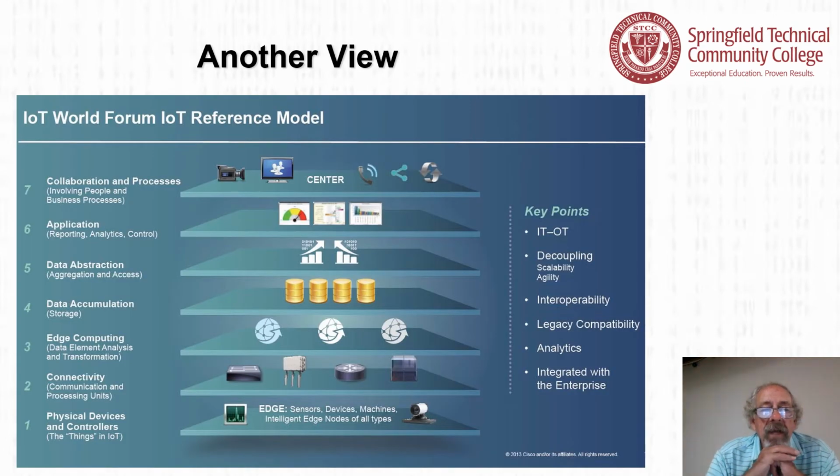Here's another view of the same thing we just talked about, with a little bit of symbols in the picture. So again, key points: IT and OT, decoupling, scalability, agility, interoperability, legacy compatibility, analytics, integrated with the enterprise. So again, the same. This is the IoT World Forum again, and you see the data center at the very top.